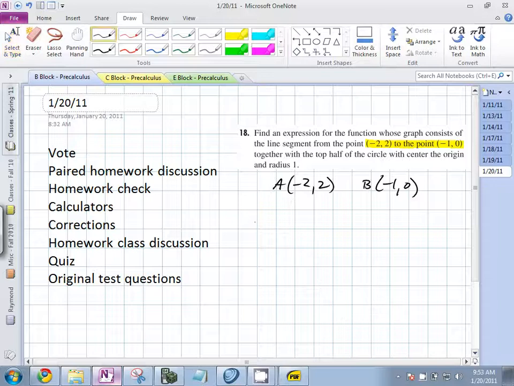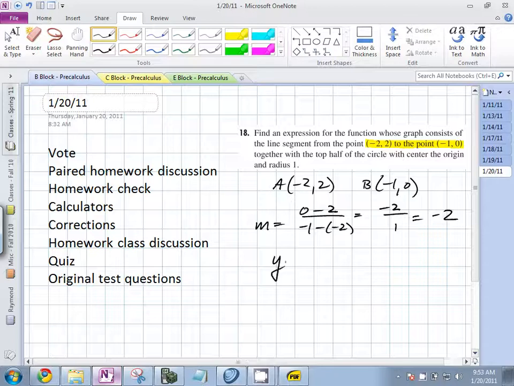Yeah, let's do, what'd you say? One at a time. What are you trying to find? Yeah, so it's 0 minus 2 over -1 minus -2. So it's going to be -2 over what? 1, so it's, what's the slope?